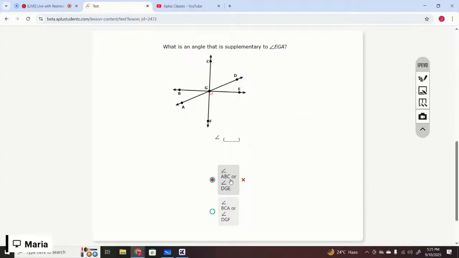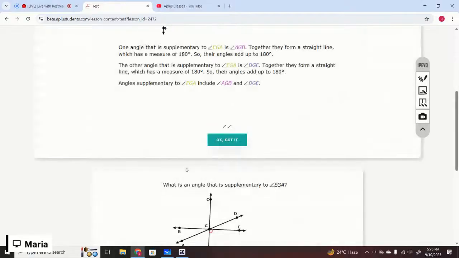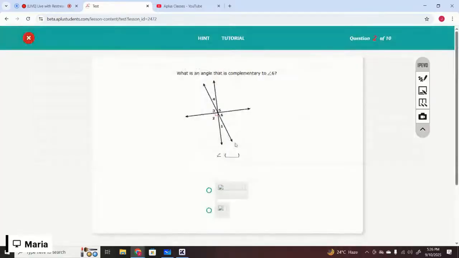Okay, now how do I move to the next lesson? Okay, what angle is complementary to angle 6? Complementary angles are the angles whose sum is 90 degrees, right? So the complementary angle to angle 6 is angle 1.